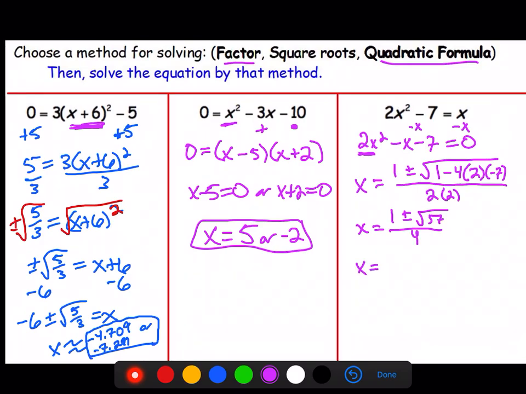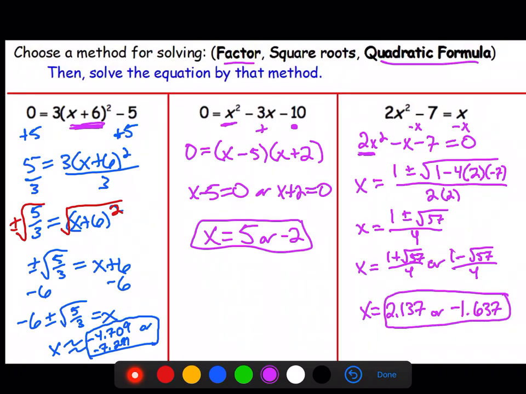And now I've just got to type those in separately. 1 plus the square root of 57 over 4, since square root of 57 is not a nice number. And 1 minus the square root of 57 over 4. And if I type those in very carefully, I will get, well, the positive side comes out to a 2.137, and the negative comes out to a negative 1.637. And those would be my two answers.